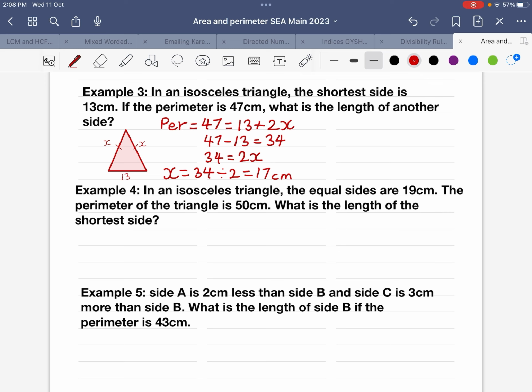Example 4. In an isosceles triangle, the equal sides are 19 centimeters. The perimeter of the triangle is 50 centimeters. What is the length of the shortest side?